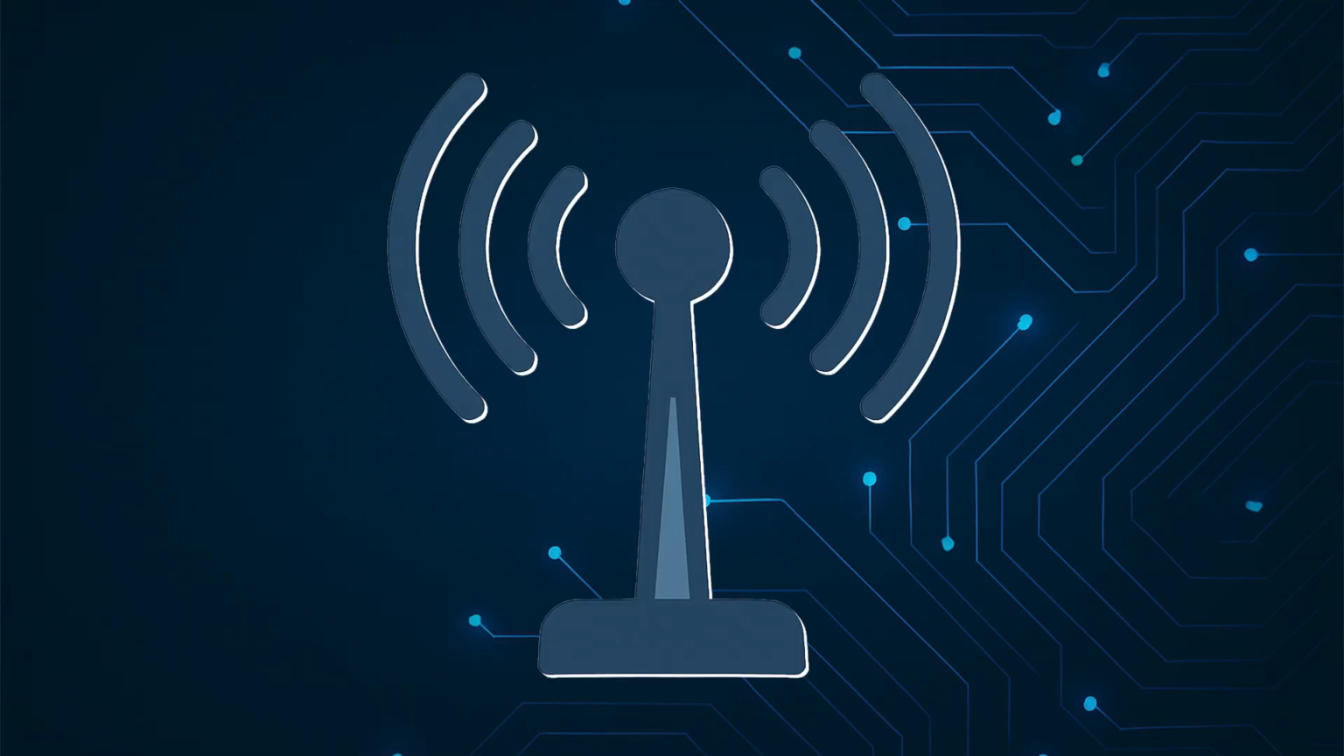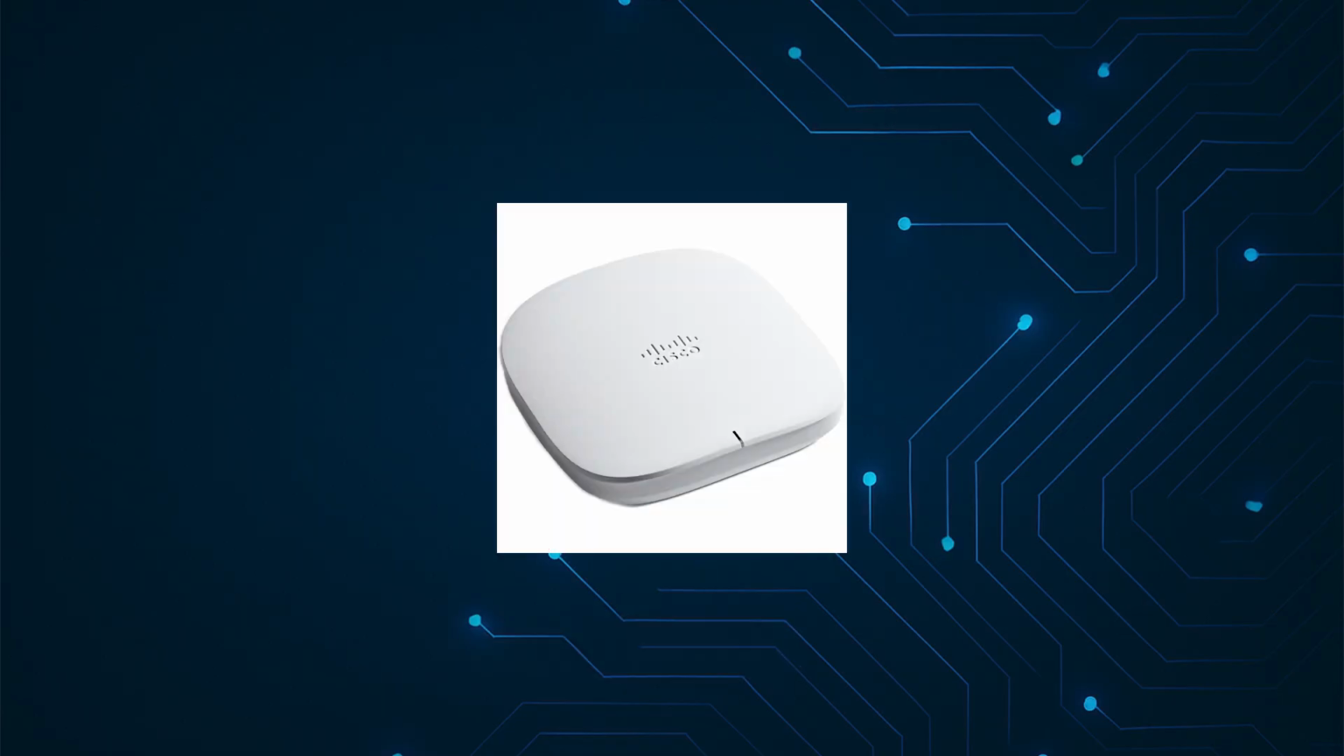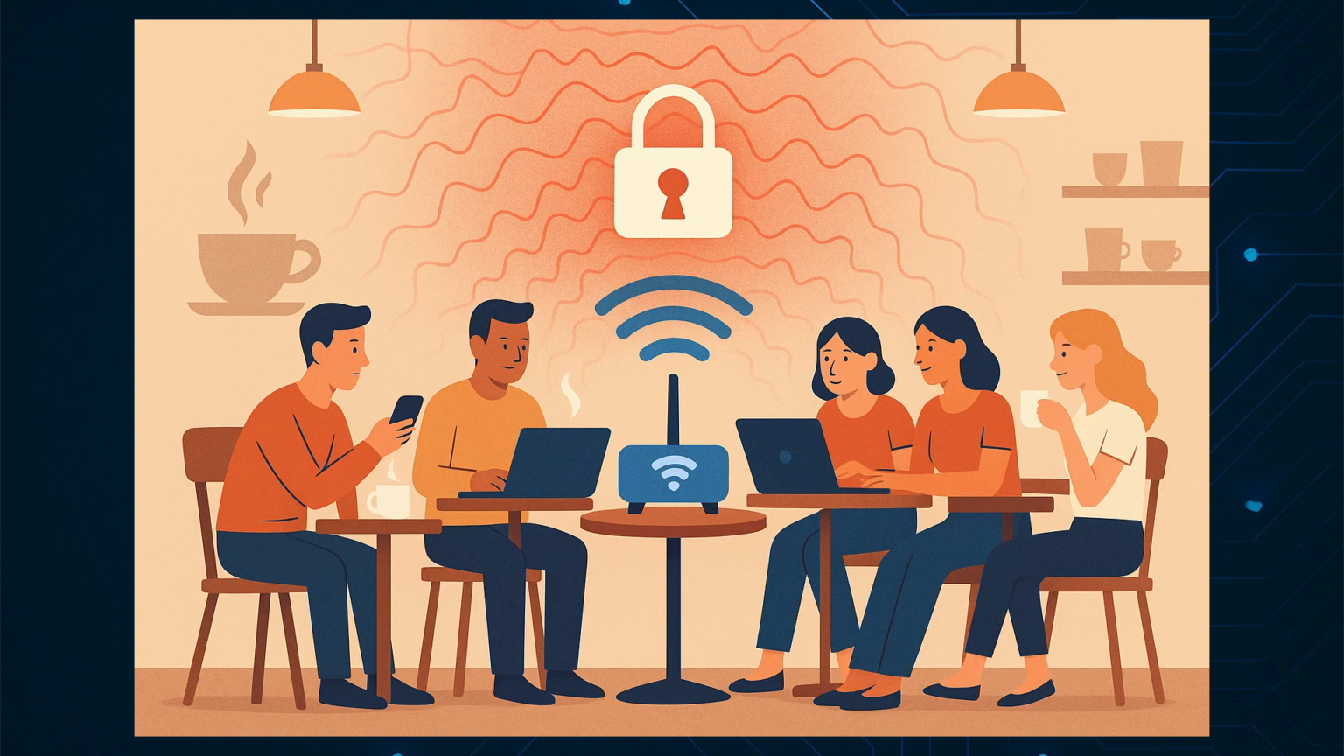A LAN that uses radio signals, aka Wi-Fi, instead of cables. Access points, APs, broadcast those signals so that devices can connect wirelessly. Advantage: mobility, convenience, and easy expansion. Disadvantages: interference, security risks, and usually slower speeds than wired LANs. Common in homes, offices, coffee shops, airports, etc.